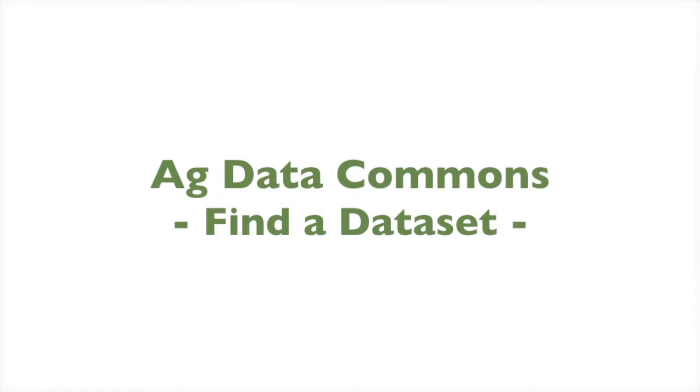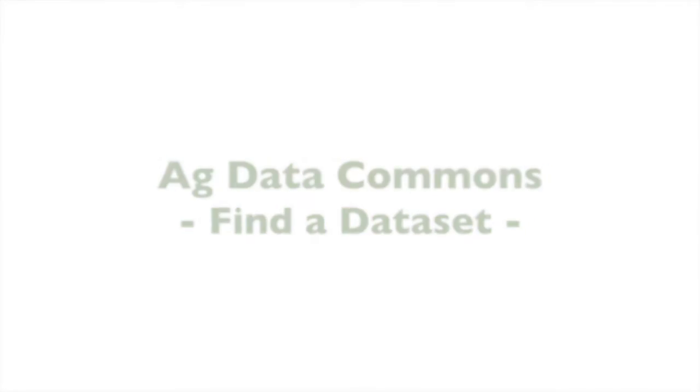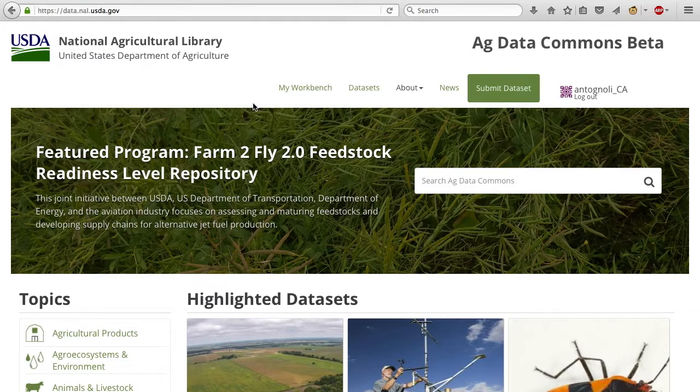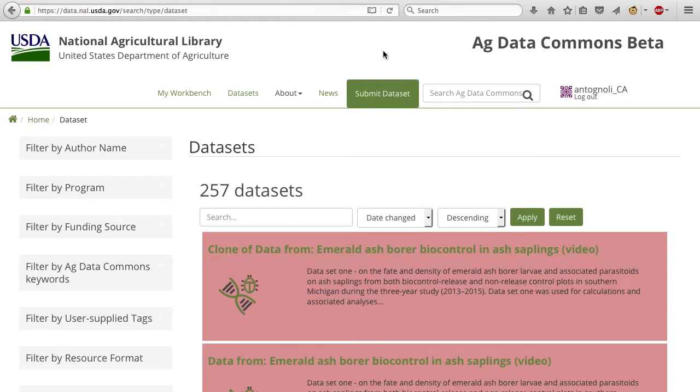In this video segment, we will explore multiple ways to find your dataset drafts or any other published dataset on the Ag Data Commons. When you click on the Datasets link at the top of the page, the newest datasets appear at the top of the datasets list by default.